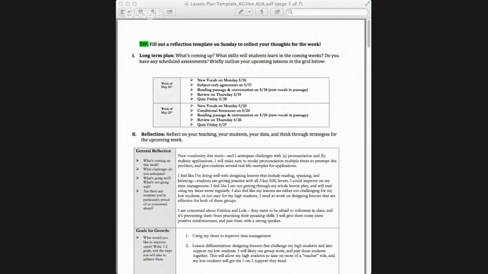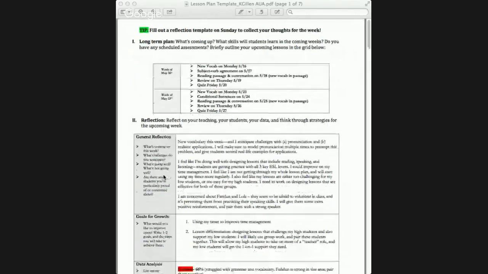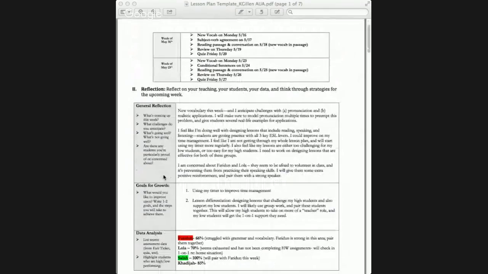So for this week, vocabulary on Monday, subject-verb agreement on Tuesday. I'll have a reading passage and a conversation on Wednesday. I'll review everything for the week on Thursday and then give a quiz on Friday. And you'll notice that my next week looks very similar. So that's our long-term plan.